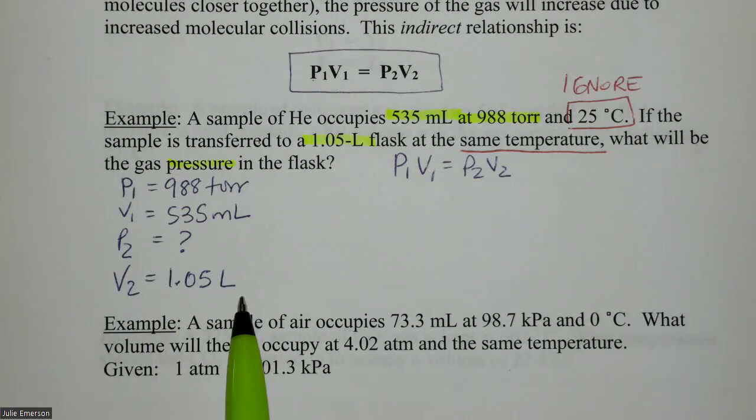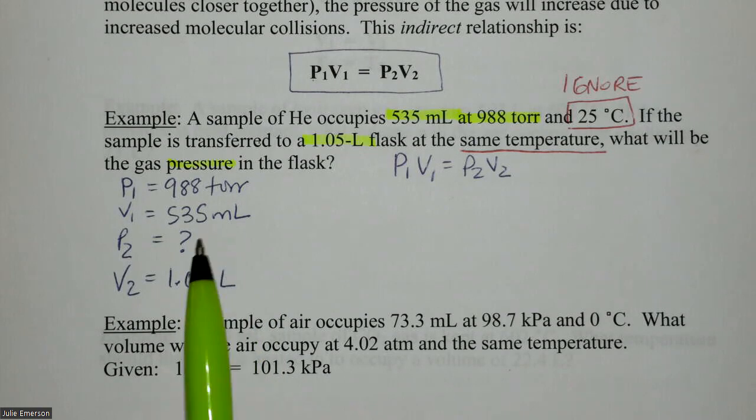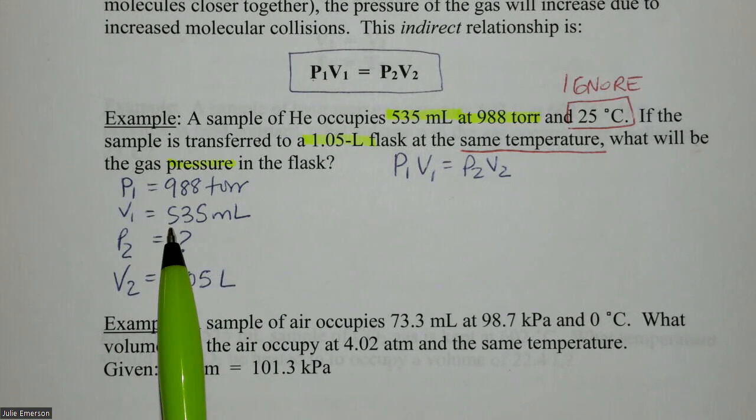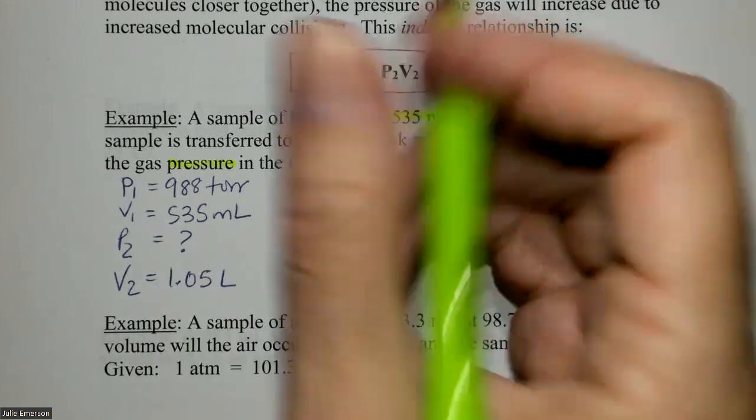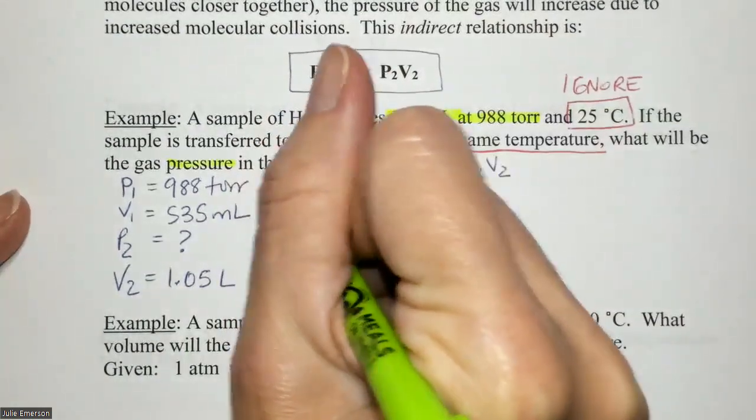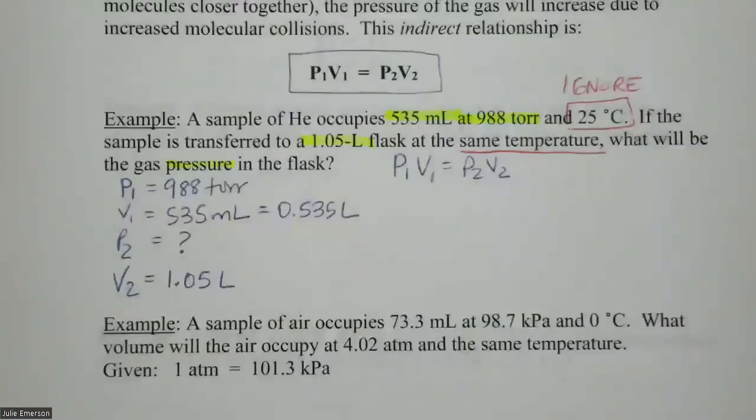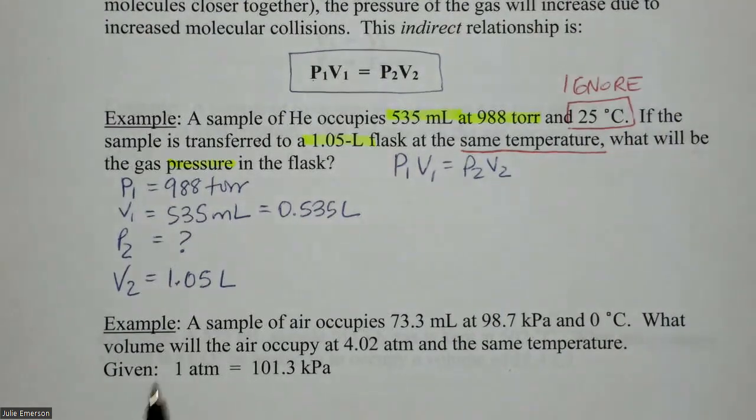Do you want them both to be in milliliters? Do you want them both to be in liters? Doesn't matter. It's just they have to be the same unit. So if you want to take V1 to liters, divide by 1,000, go ahead and do that. Then you'd have 0.535 liters. If you wanted to go the other way and multiply it by 1,000 here, V2 would be 1,050 milliliters.